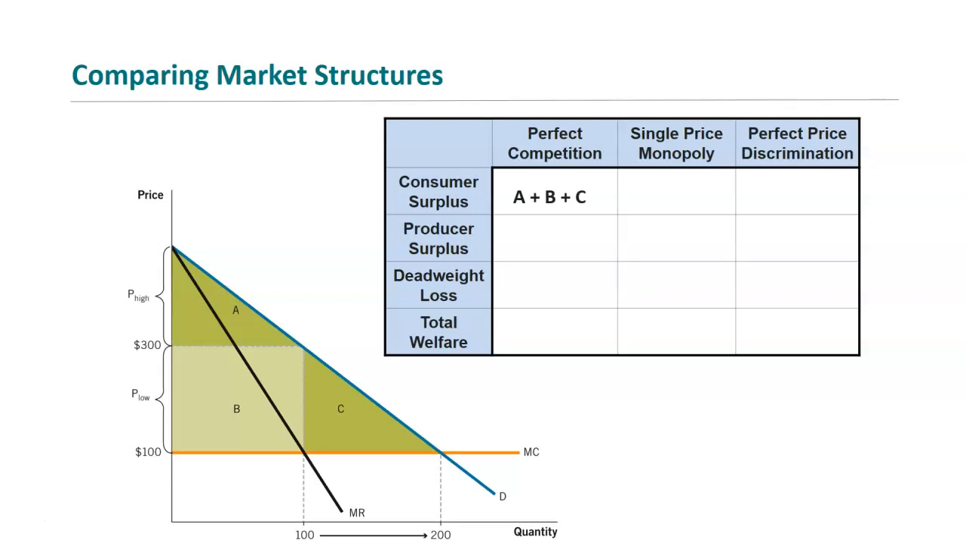What about producer surplus? Producer surplus is the space between the supply curve and the price. In this case, where we have a flat supply curve, the supply curve is equal to the price, so there's no space between the supply curve and the price in a perfectly competitive market here with a flat supply curve, right? And so there's no producer surplus. The producer gets no surplus in a perfectly competitive market where we're charging a price equal to the market equilibrium price and a quantity equal to the equilibrium quantity.